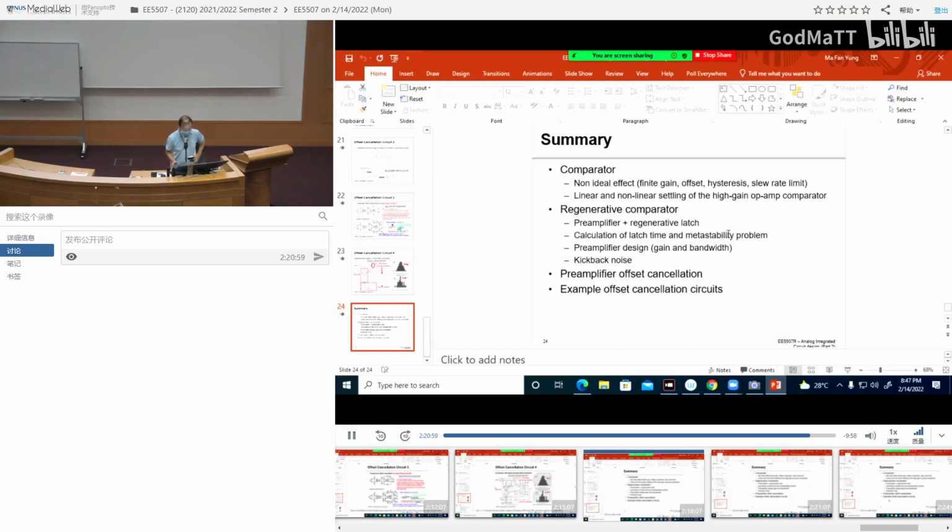And then we also know that this latch type comparator has a potential metastability problem because the speed of the latch comparator depends on the initial difference. The smaller the initial difference, the longer it takes for the latch to settle at the high and low. If the time is too long, we call it metastability because we can't tell whether the output is high or low.